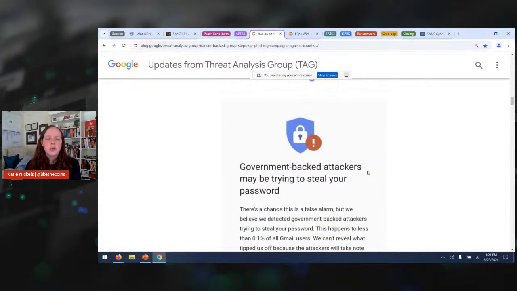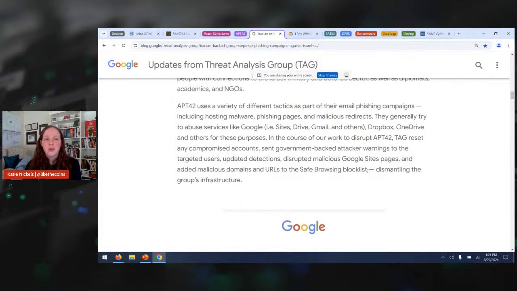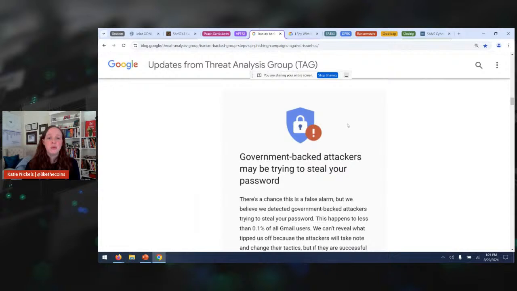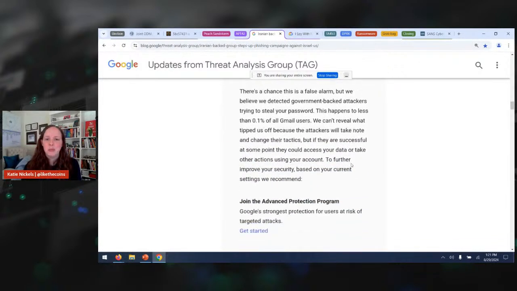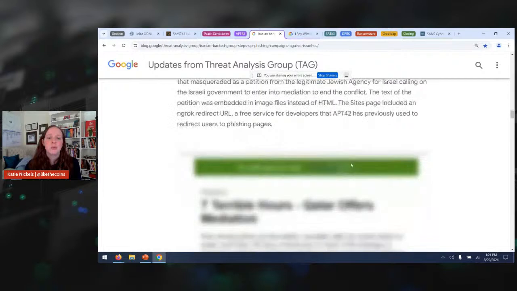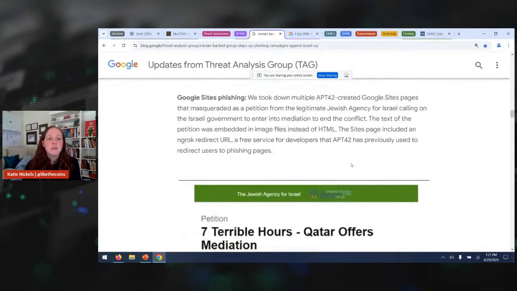So APT42, one thing that's kind of cool about Google is they have visibility into all kinds of things. And my opinion is that organizations who host cloud services, email, right, they can help us as end users or as victims. Let us know if there's something. Sometimes if you ever see government-backed attackers might be trying to steal your password, that's a neat thing that Google's doing to let people know if you've been potentially targeted by one of these groups.